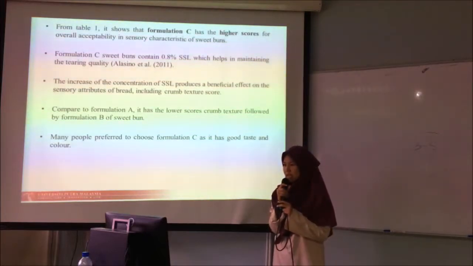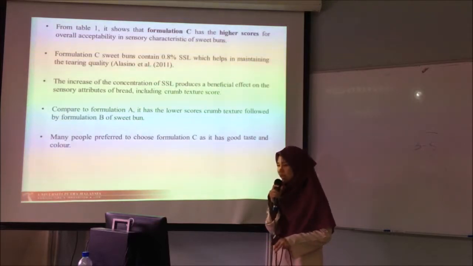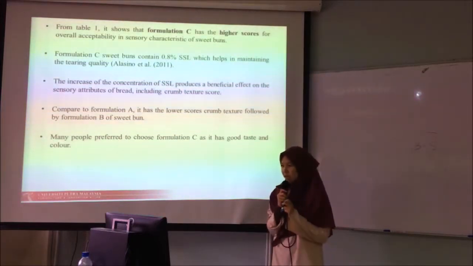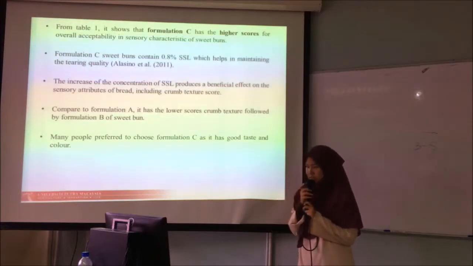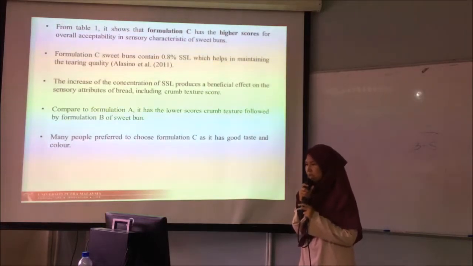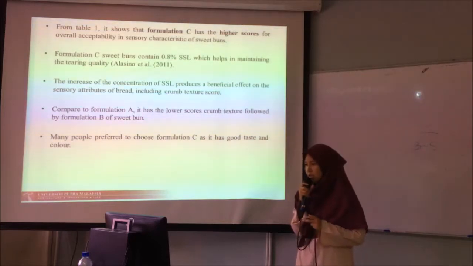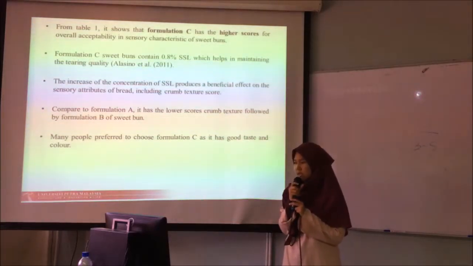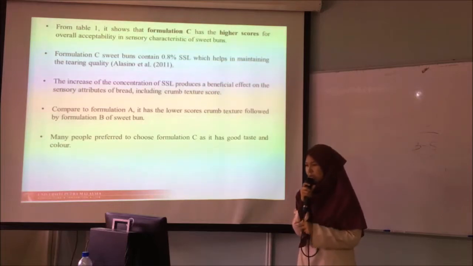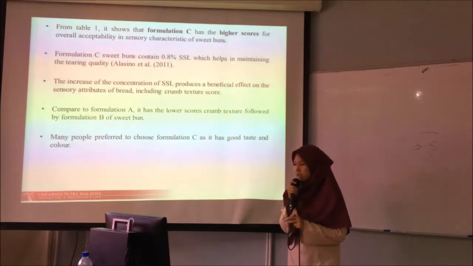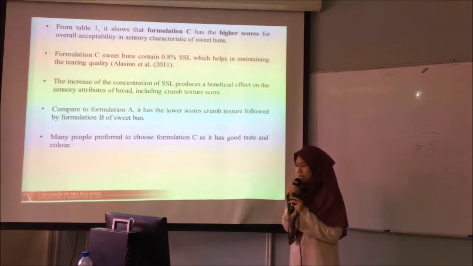acceptability in the sensory characteristics of sweet buns. In formulation C, we use 0.8% of SSL, which helps in maintaining the tearing quality. The increase of the concentration of SSL produces a beneficial effect on the sensory attributes of the bread, including the crumb texture of the sweet bun. Compared to formulation A, it has lower scores for the crumb texture.